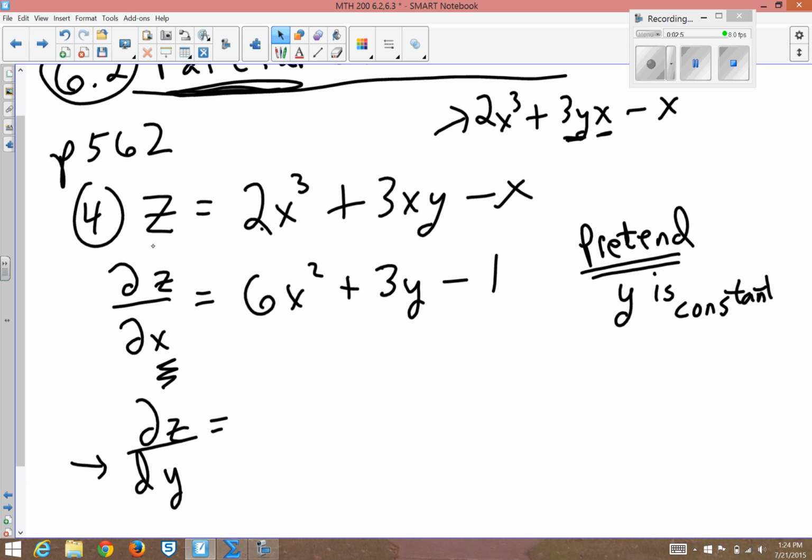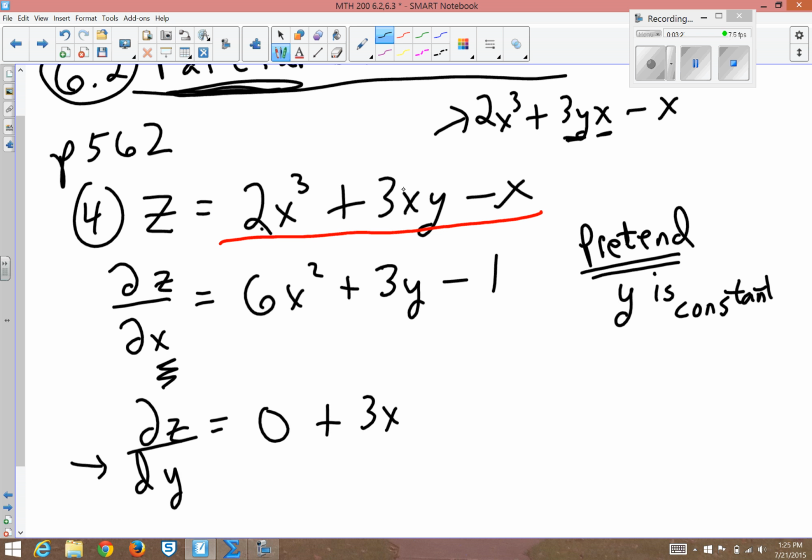So going back up here, the first term is 2x cubed. To me, that's a constant because 2 is a constant, x is a constant, 3 is a constant. The derivative of a constant is 0. The next term is 3xy. We're pretending x is a constant. The derivative of 3x times y is just 3x. The derivative of a constant times y is the constant. And negative x is a constant, making the derivative 0.